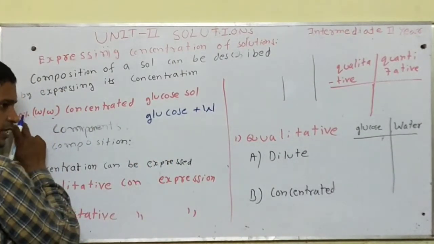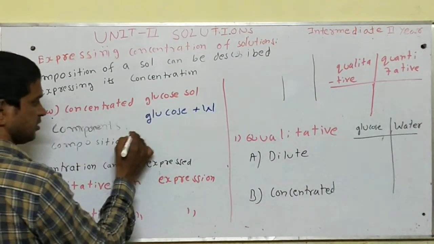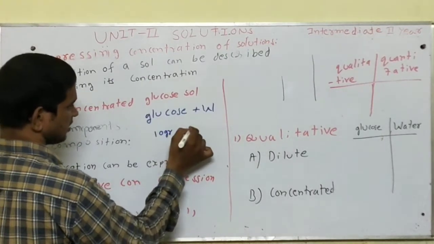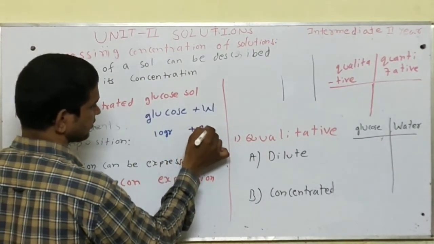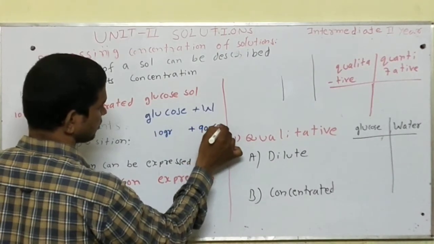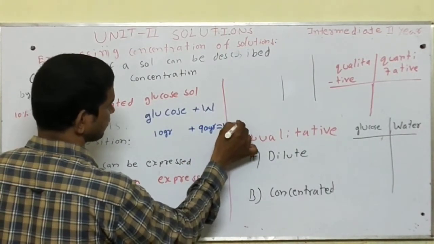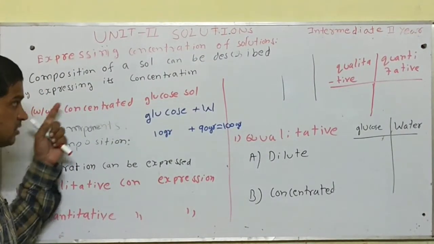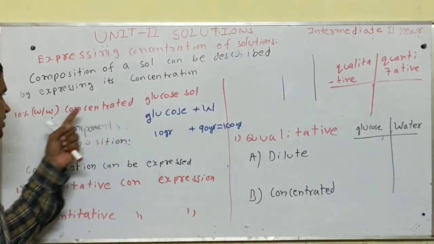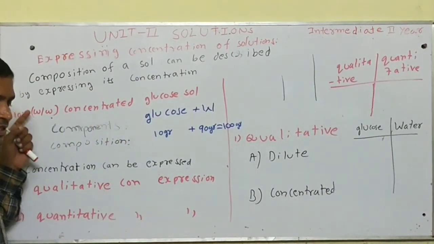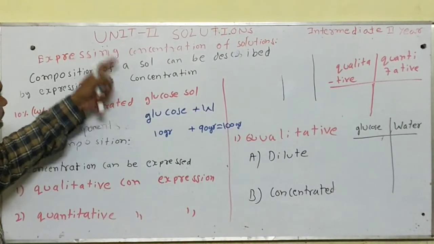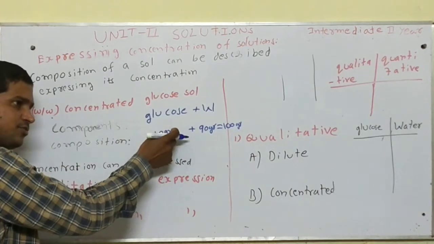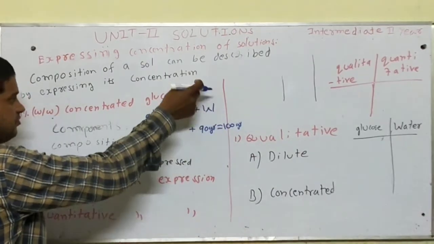Here I write 10%, that means 10 grams of glucose is present and 90 grams of water is present, total 100 grams of solution. Here we express the concentration as 10% W by W. This describes the composition of this glucose solution. The composition of glucose solution is 10 grams of glucose and 90 grams of water.